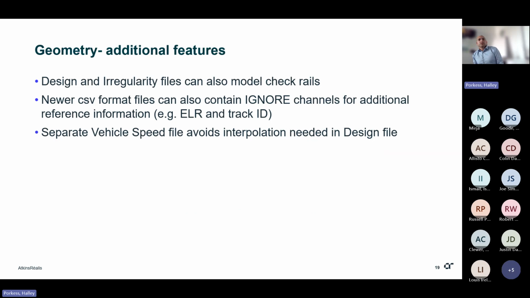Other features. We can also model check rails. Some of our newer format files can also put in other data in the files that Vampire will ignore. So we can give ELRs and track ID to help to reference it back. We can also have a separate speed file. So that means there is a channel for speed in the design file, which you can use or not use. You can use a separate speed file if you need a variable speed profile.